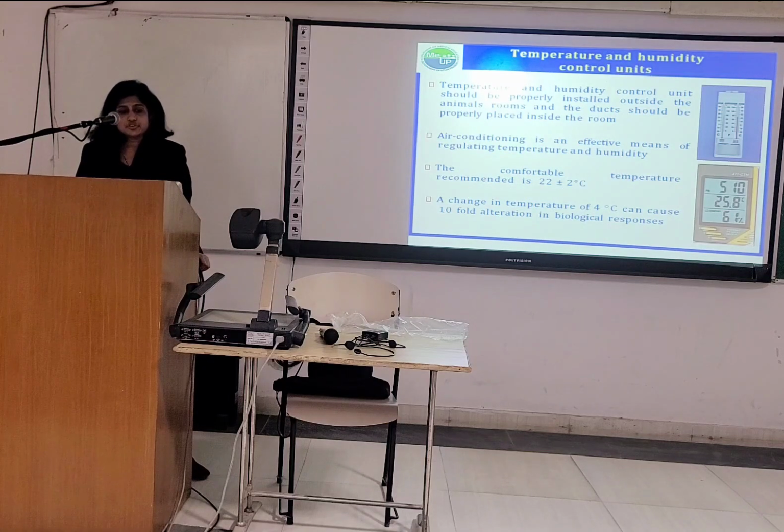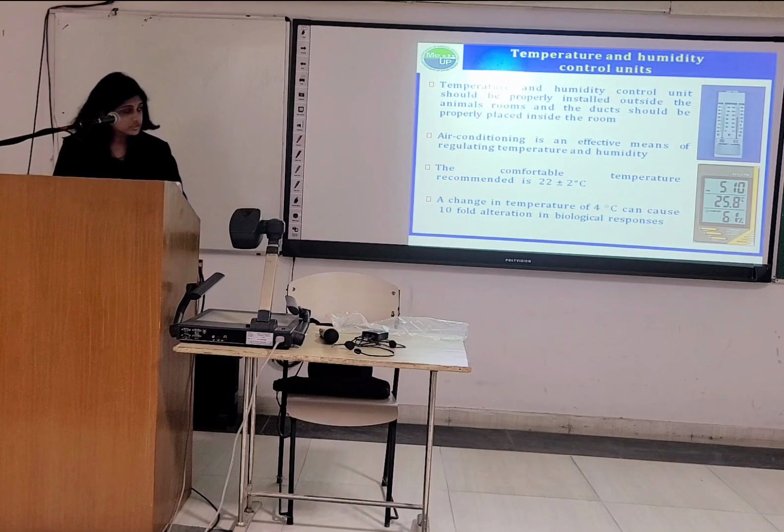The temperature and humidity control unit should be properly installed outside the animal rooms and the ducts should be properly placed inside the room. Air conditioning is an effective means of regulating the temperature and humidity. The comfortable temperature recommended is 22 plus or minus 2 degrees centigrade. A change in temperature of 4 degrees centigrade can cause a tenfold alteration in biological response.